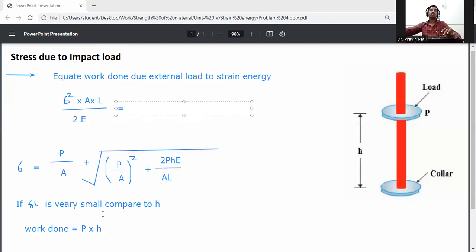So work done is equal to P into H. We know that sigma is equal to P by A, so P is equal to sigma into A, giving sigma into A into H. So this sigma and this sigma square will get cancelled, and this A and this A will get cancelled.